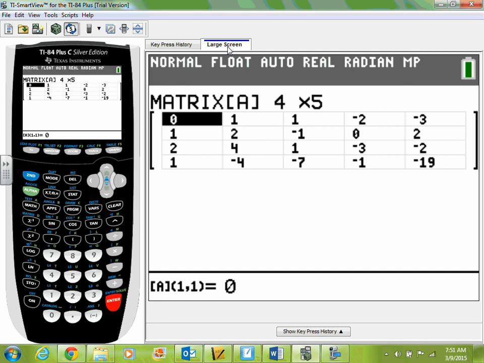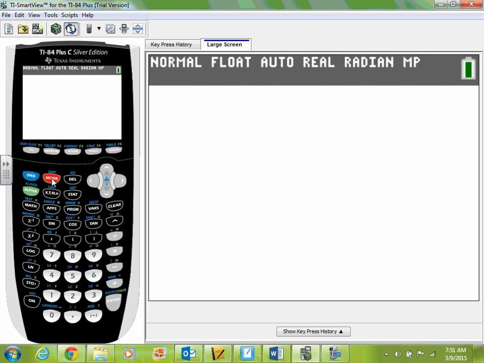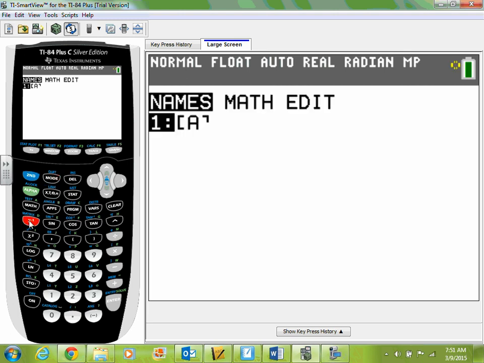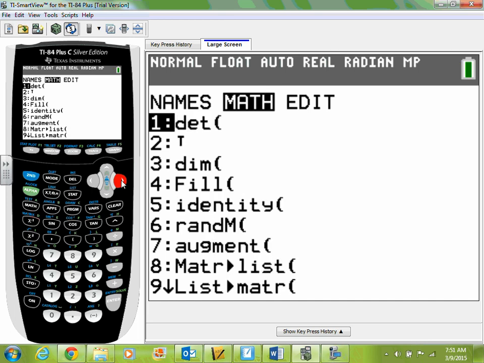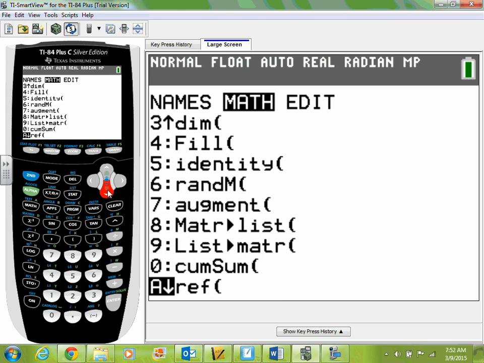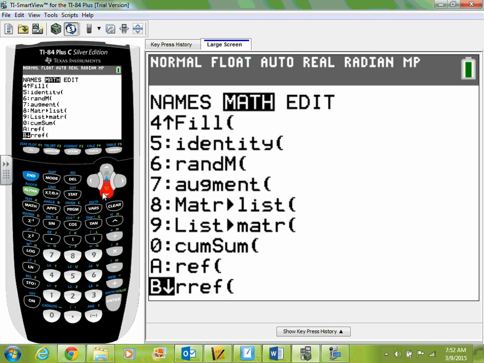Okay, so then you need to go to second quit so that you can get out of that and get back to your normal screen. Once you're back to your normal screen, then we're going to do reduced row echelon on this matrix. So we go back to second matrix, and you'll notice that now next to A it says 4 by 5 because your 4 by 5 matrix is stored in letter A. If you go over to math, we're going to reduce this matrix to solve it. So we're going to keep going down until we see RREF. That stands for reduced row echelon form, RREF.